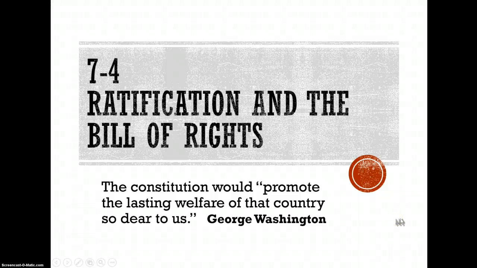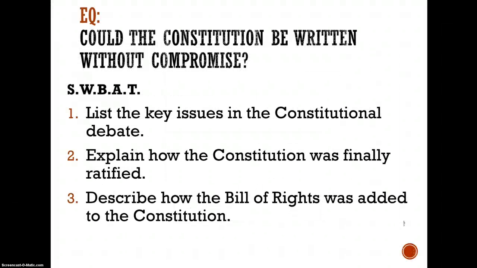Okay, guys, we are finishing up Chapter 7 and looking at Section 4, Ratification and the Bill of Rights. Now, our essential question here: could the Constitution be written without compromise? We've discussed the Articles of Confederation, and we looked at the First Continental Congress and what took place in there.